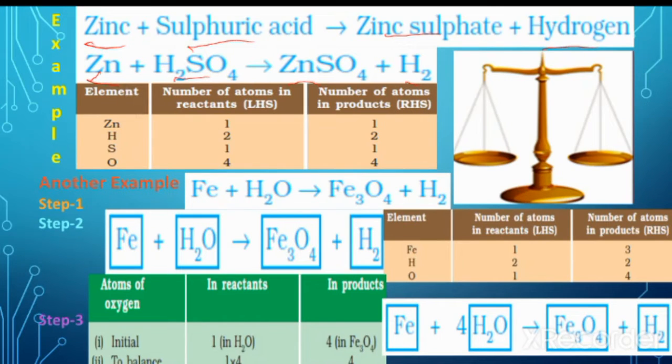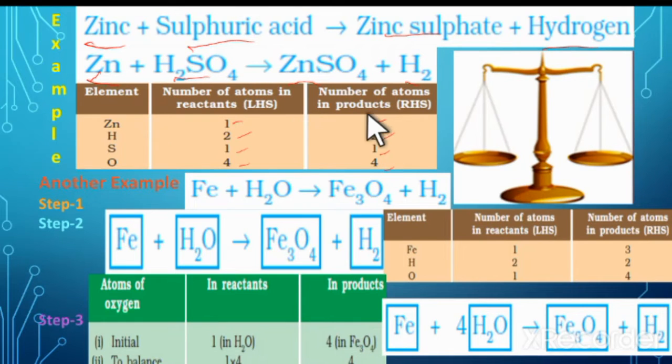Now we have to check the number of each element present on the reactant side and product side. On the reactant side, you can notice zinc, hydrogen, sulfur and oxygen are present. On the reactant side, the number of zinc is 1, hydrogens are 2, sulfur is 1, whereas oxygens are 4. On the product side, you can notice zinc is 1, sulfur is 1, oxygens are 4, and hydrogens are 2.